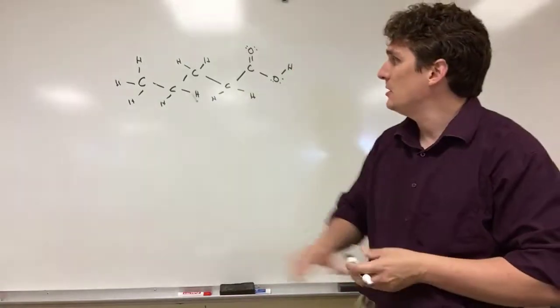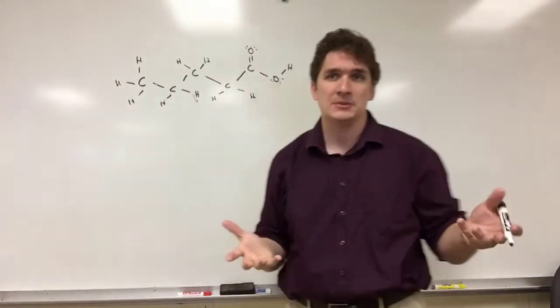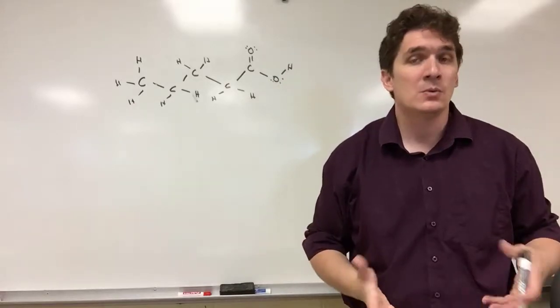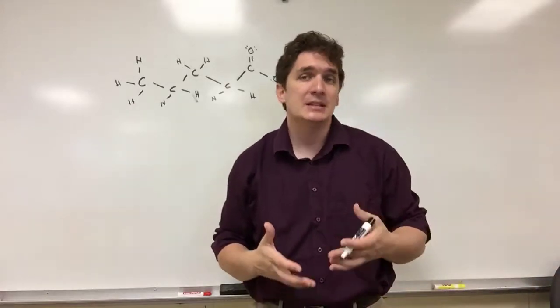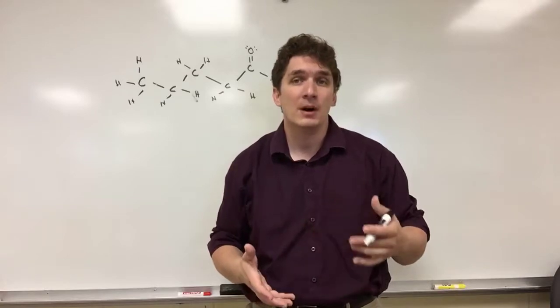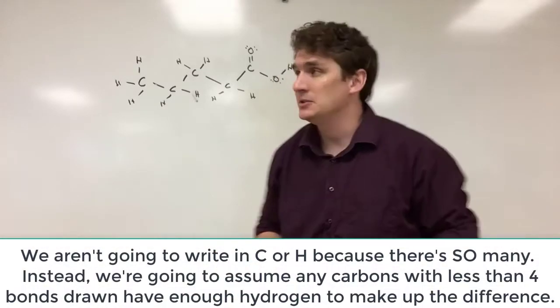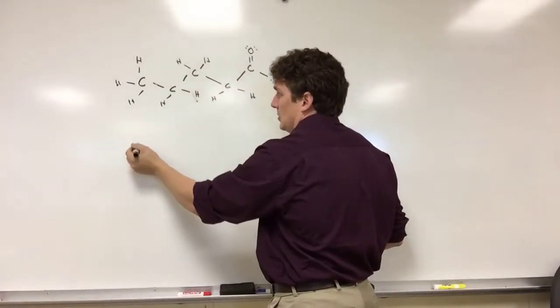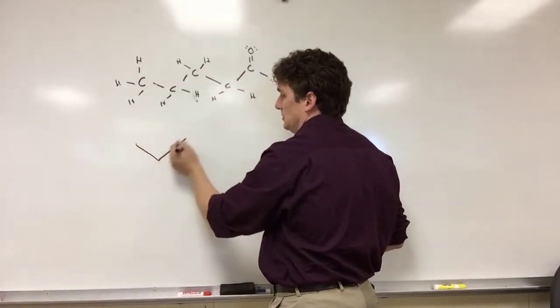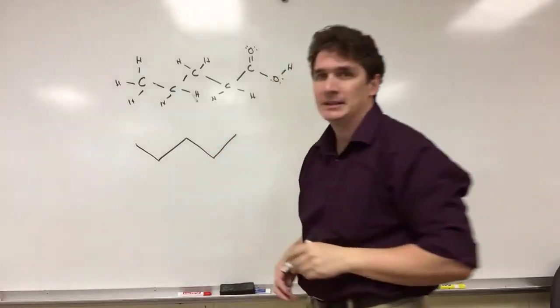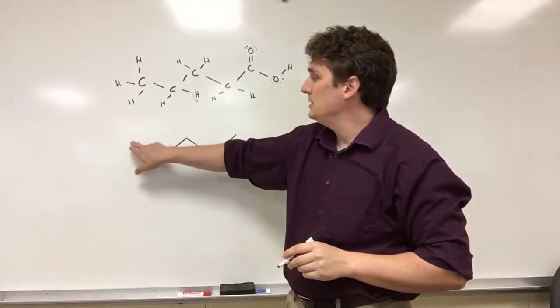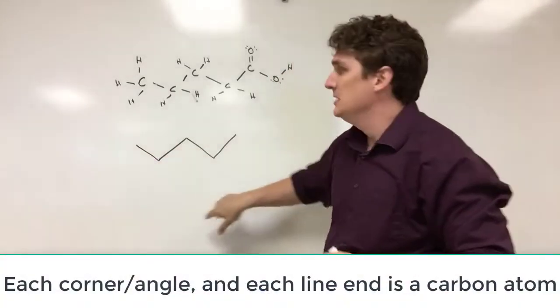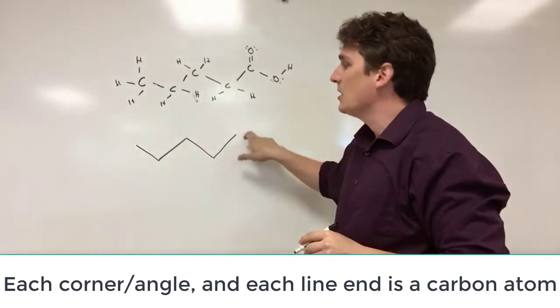So instead of drawing out all these carbons, because carbon appears so much, we're not going to write them in, and we're also not going to write the hydrogens. Basically, if we have a carbon with less than 4 bonds, we're going to assume the rest of the bonds are made up with hydrogen. So we have 1, 2, 3, 4, 5 carbons. We're just going to draw a line like this. Now, each point on this represents a carbon. So this is a carbon, carbon, carbon, carbon, carbon.